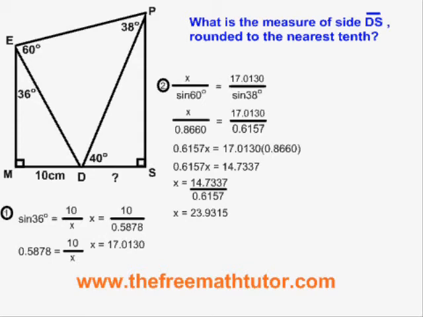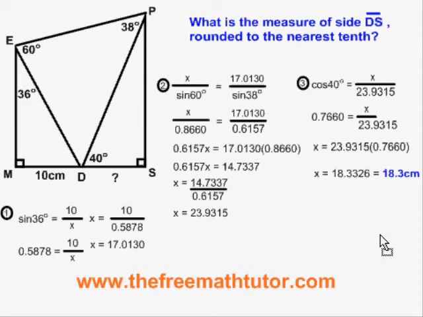And now that I know side DP, I can finally solve the question that was asked, which is, what is the length of side DS? In triangle DSP, I have a 40-degree angle, a 23.9315 centimeter hypotenuse, and I am looking for the adjacent side. That is a CAH formula situation. And I fill in the CAH formula like this. Cos of 40 degrees is equal to unknown x over 23.9315. Simplifying, I end up with x is equal to 18.3326.